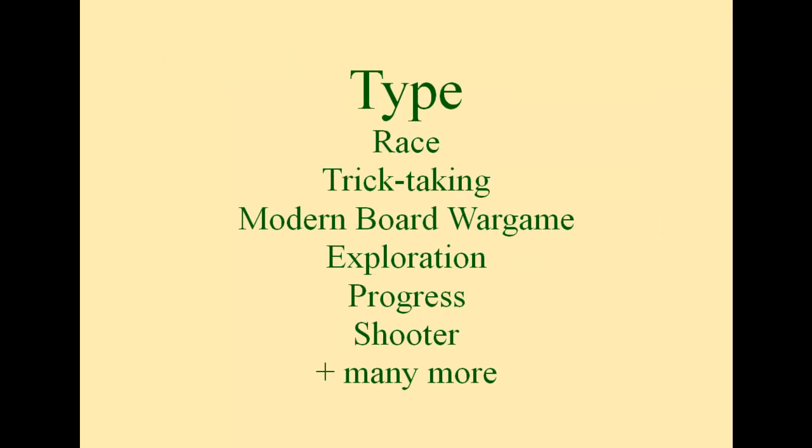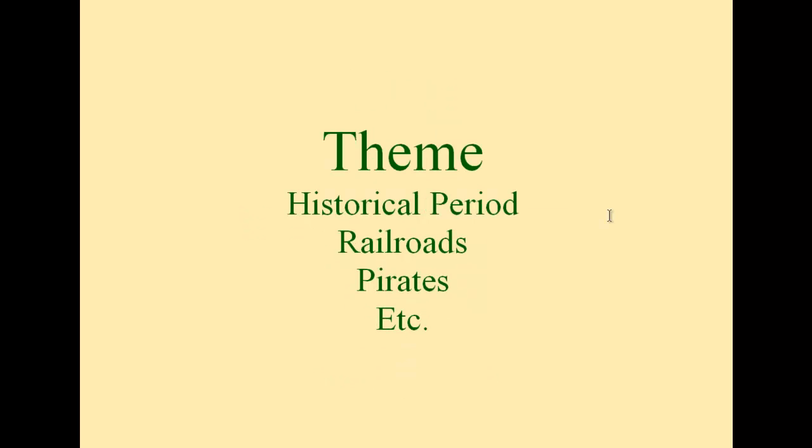Types of games: you have race games, first to finish, trick-taking games, bridge, modern board war games, not to be confused with light war games, exploration games, progress games, everyone does the same course and scores points, shooters, and many more. Then there is the theme of the game. It may be a historical period, ancient Rome, Napoleonic Europe. It may be a type of economic activity, railroads, a category of human behavior, pirates, westerns. There are huge numbers of different themes. Remember, themes and types of game and material realizations are all completely independent variables.